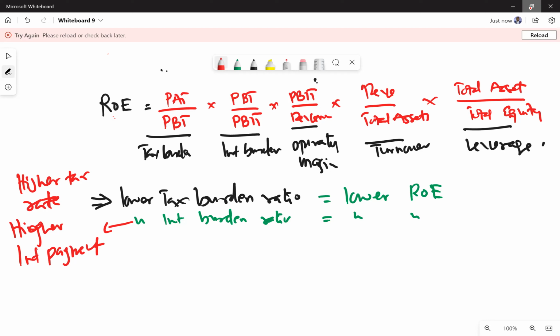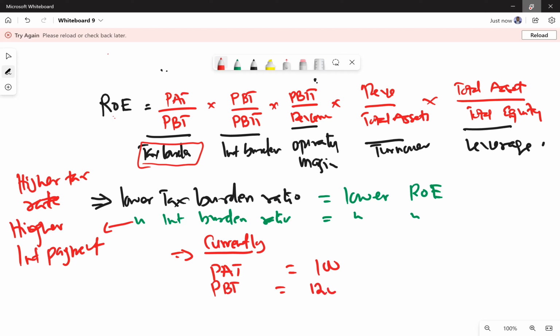So the tax burden is being measured as what? The ratio of the profit after tax to profit before tax. And that shows how much of your profit before tax is being consumed by taxation. So that's why I use the example. If your currently your profit after tax is 100 and the profit before tax was, remember, you take your profit out of your profit before tax. So let's say your profit before tax was 120.